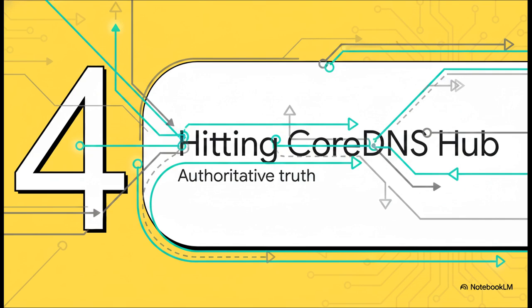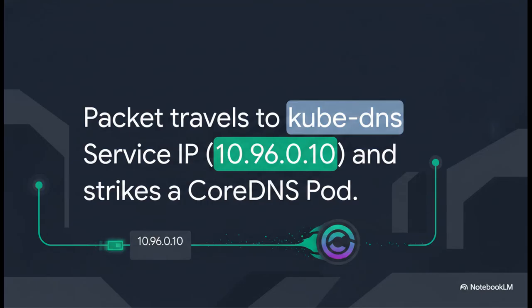Section 4, hitting the CoreDNS hub, the network's authoritative truth. So, where does our successfully stamped packet actually go next? Well, our packet, now fully named, flies across the virtual network interface, striking the kubeDNS service IP like a bullseye. This is usually something like 10.96.0.10, routing directly into a CoreDNS pod instance, which is essentially the grand resolution hub for the whole cluster.